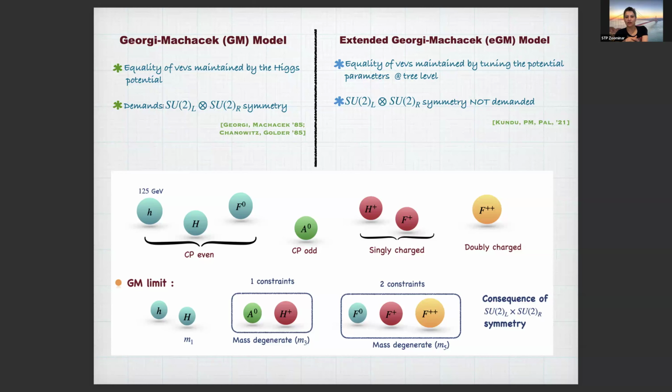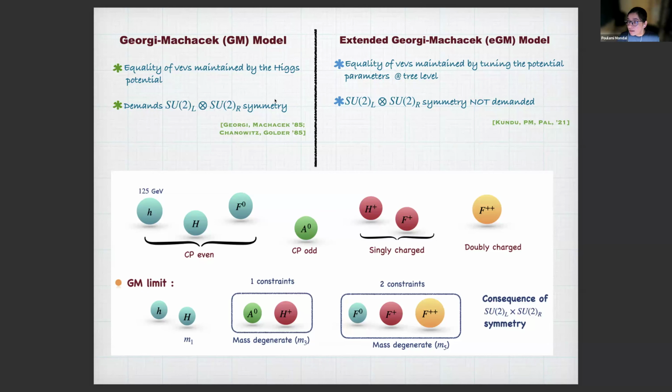So that means your rho value goes away from 1 at loop level. Yes, in both cases the rho parameter will. But in the Georgi-Machacek model, if it is symmetry protected, it shouldn't go away from 1. No, but that is at tree level. You are tuning that at the tree level. But the moment you go from tree level to loop corrections, your rho parameter will not be 1 anymore, even when it is symmetry protected. Sorry?